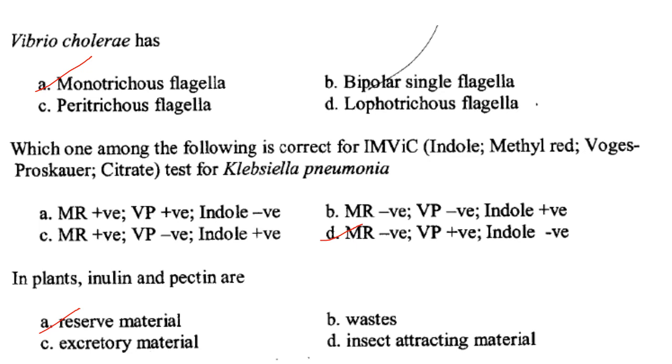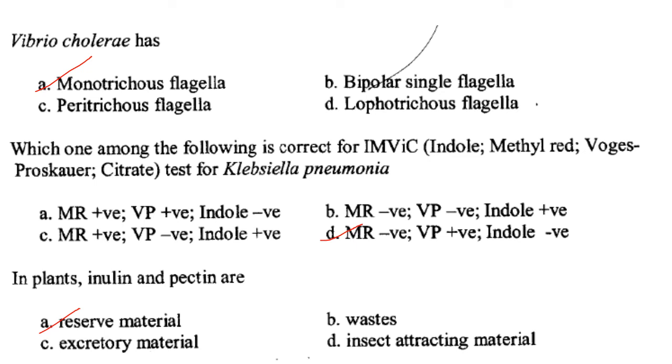Which one of the following is incorrect for IMVIC, that is indole, methyl red, Voges-Proskauer, citrate test, for Klebsiella pneumoniae? IMVIC tests are a group of individual tests used in microbiology lab testing to identify an organism in the coliform group. So MR negative, VP plus, indole negative. Answer is option D.